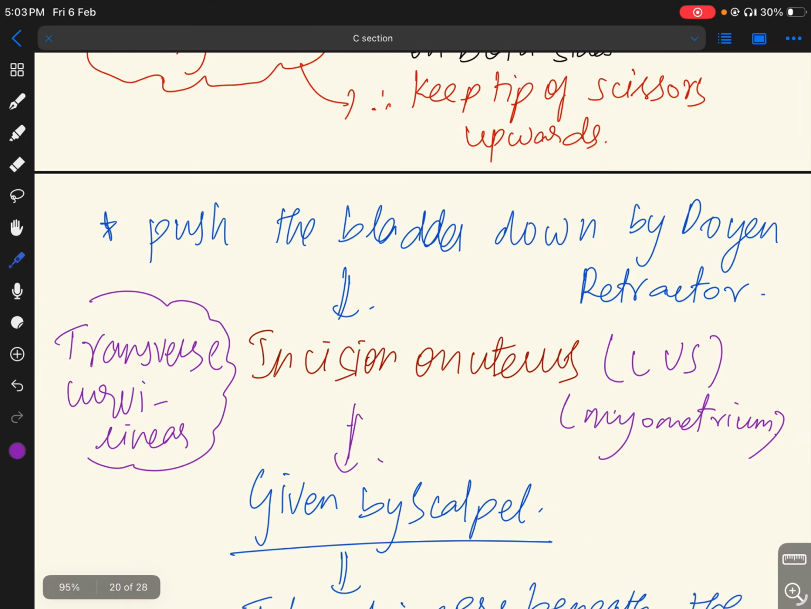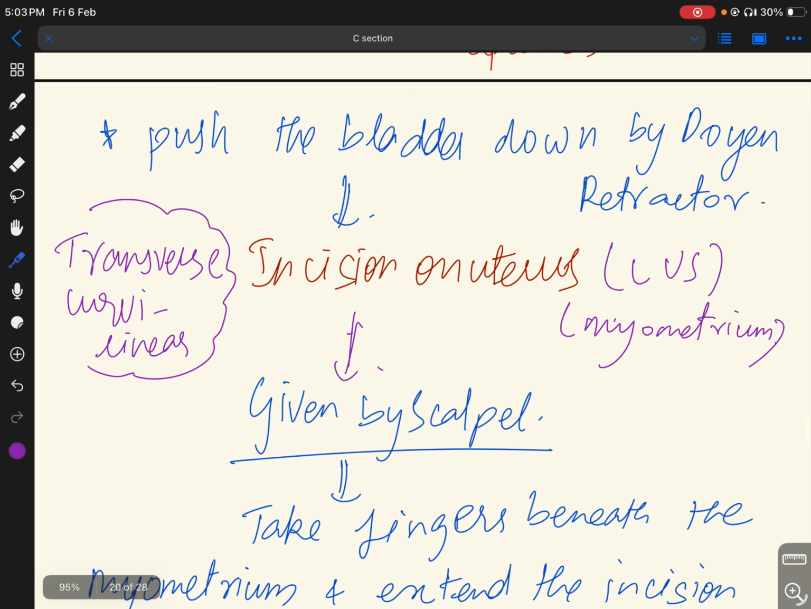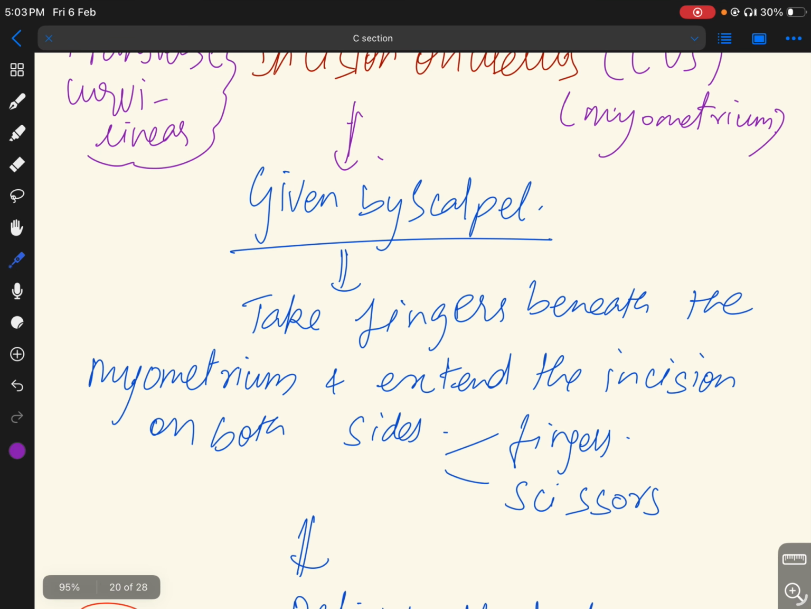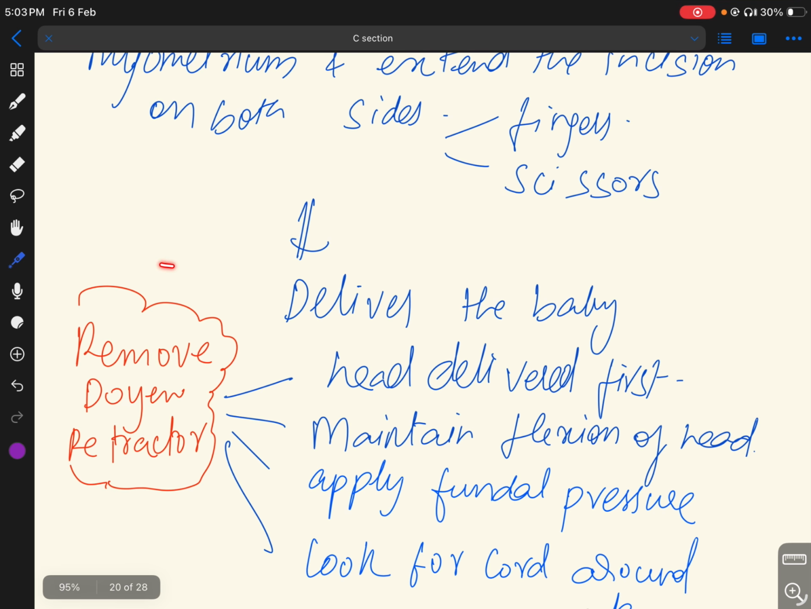You have to push the bladder down by Doyne's retractor and you have to give a incision on uterus, that is a transverse curvilinear incision in the lower uterine segment given by scalpel. Take the fingers beneath the myometrium and extend the incision on both sides using fingers and scissors. Now you have to remove the Doyne's retractor and deliver the baby.